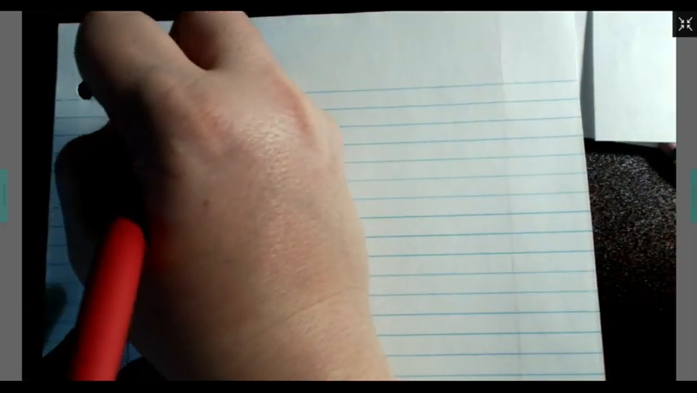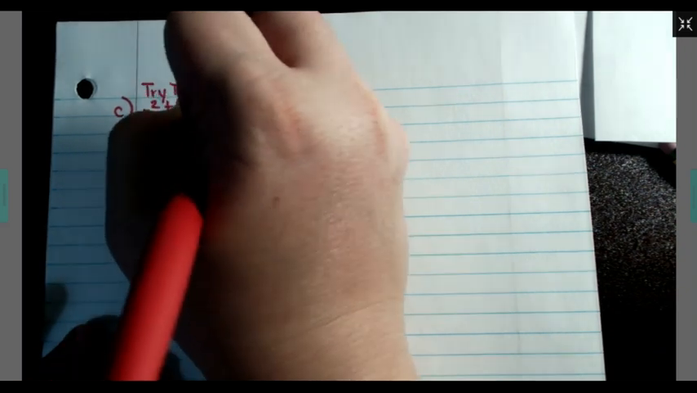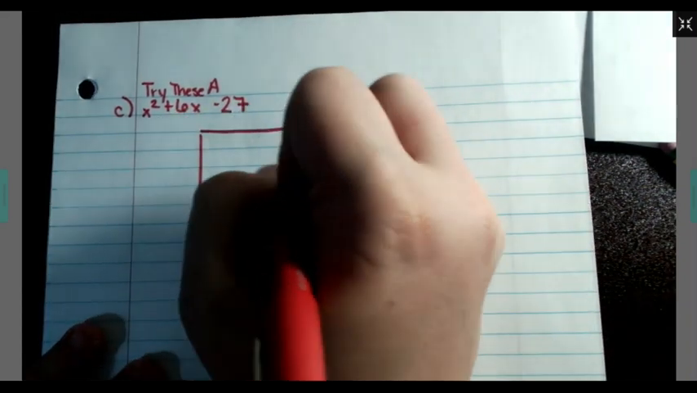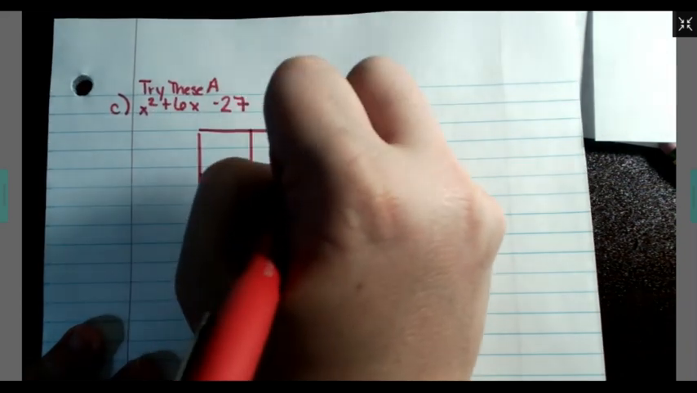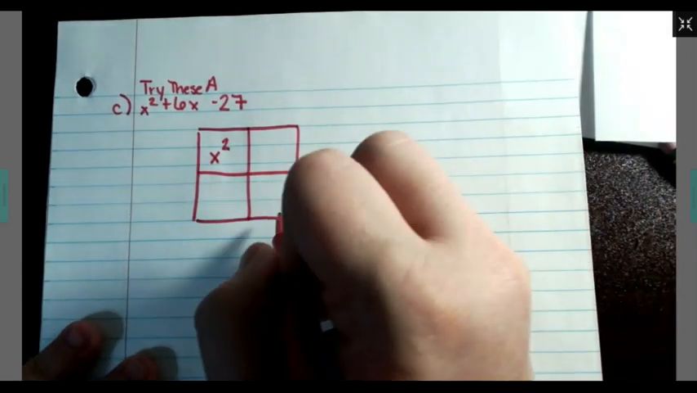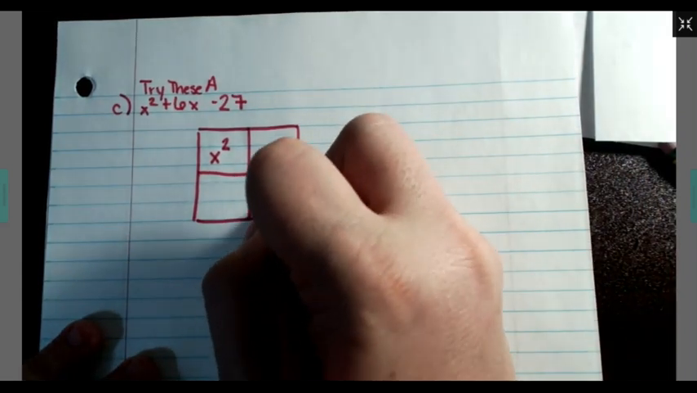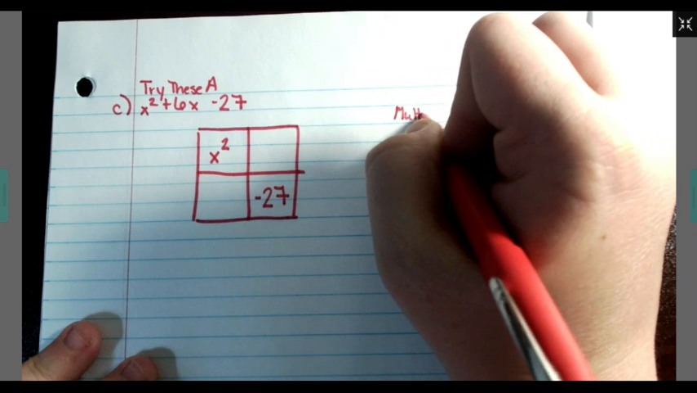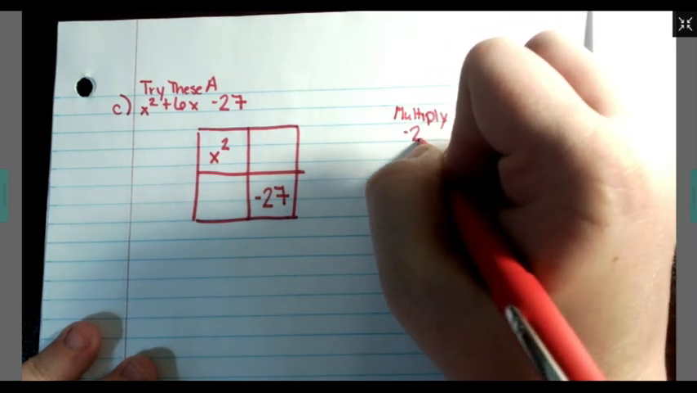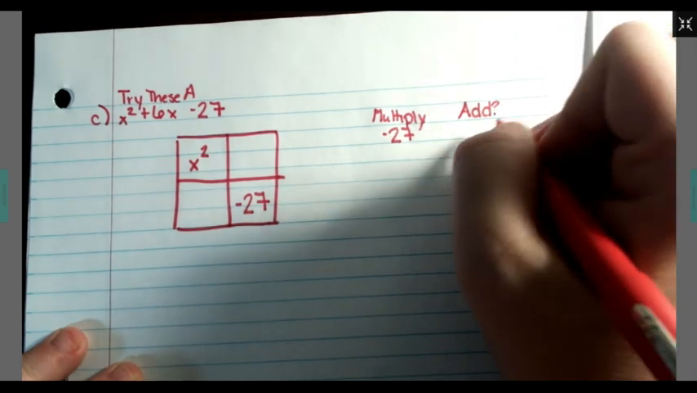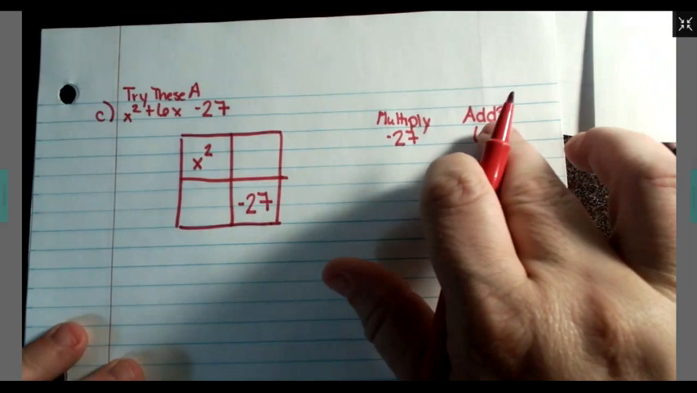And it is x squared plus 6x minus 27. So start by writing a graphic organizer down. Top left, first term. Bottom right, last term. We want to multiply to negative 27, add to 6. Notice how I put a question mark here.